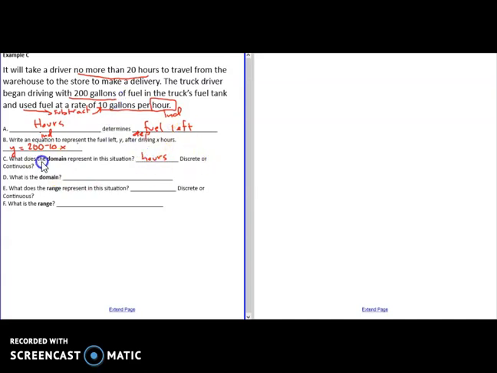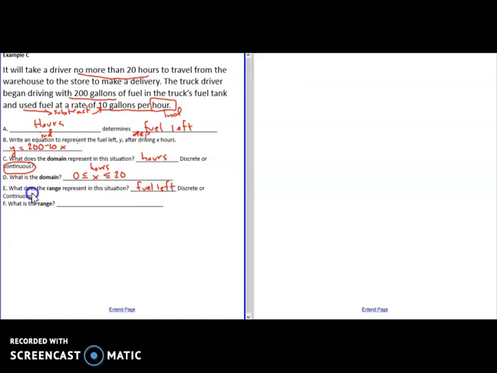This is continuous because it could be anywhere from 0 to 20 hours, depends on how long he drives. So it could be anywhere between 0 and 20 hours. That's how we would write that. Remember, this is our hours, and it's in between the low and the high. Okay, range represents the fuel left.